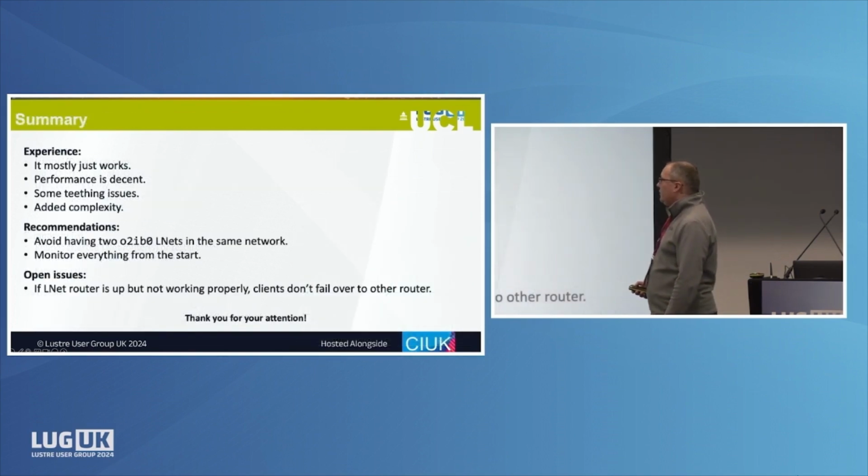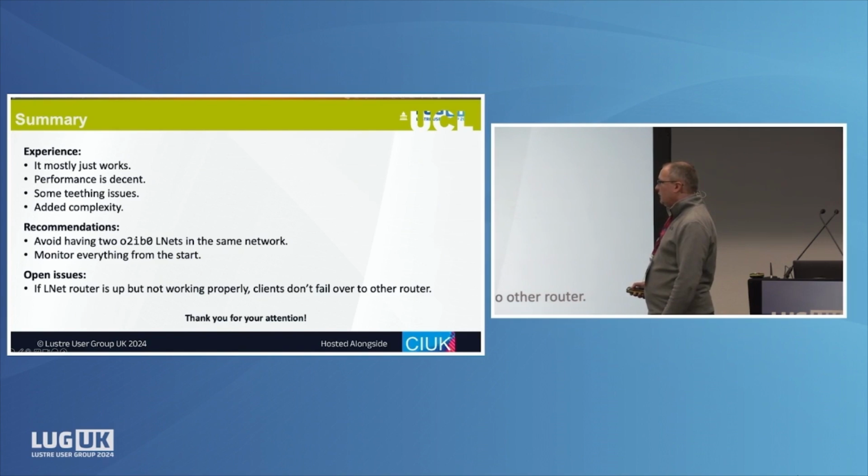So in summary, I talked a lot about problems we found. But the truth is that for us, the LNet routing between Infiniband and Omnipath mostly just works. Performance is decent enough for our purposes. We did encounter some teething issues, which I talked about, and certainly it adds complexity. So ideally, if you don't have to do LNet routing, then it's probably good if you can avoid it.